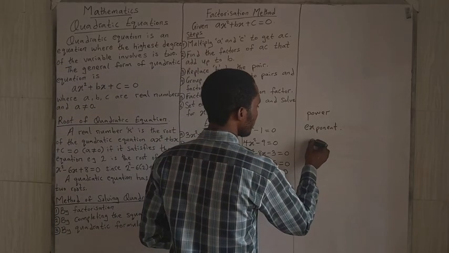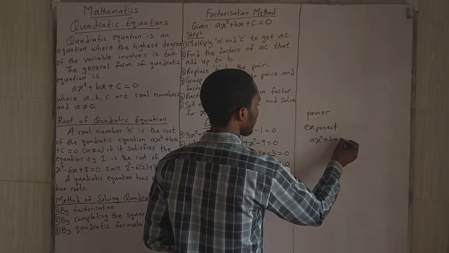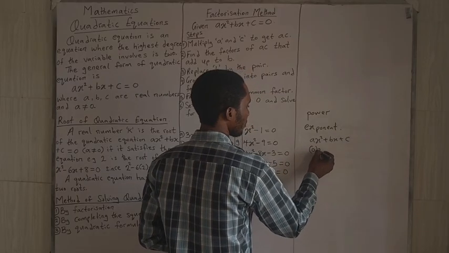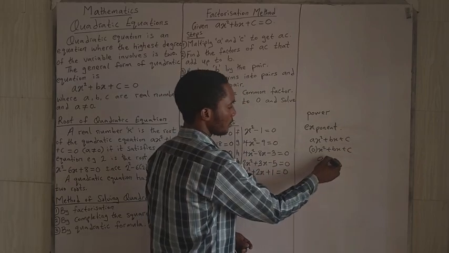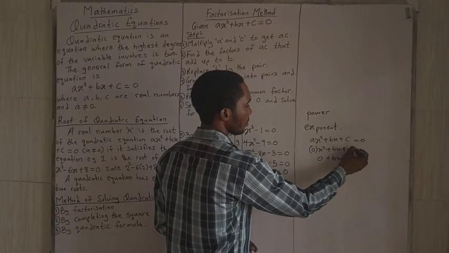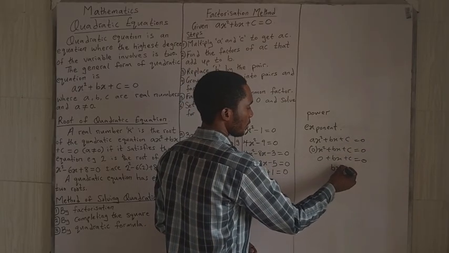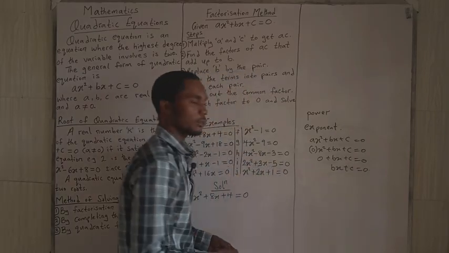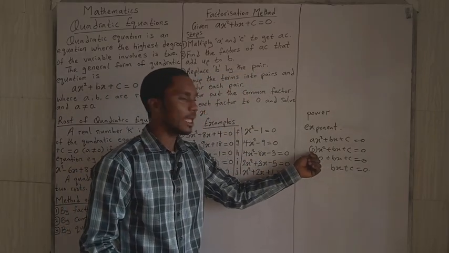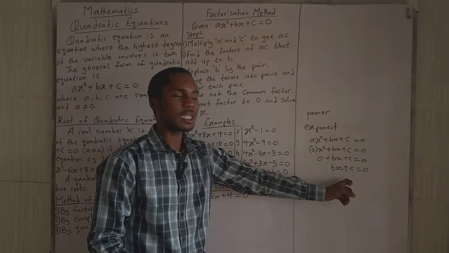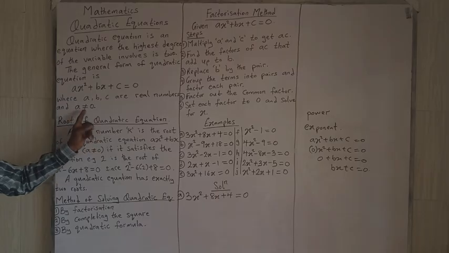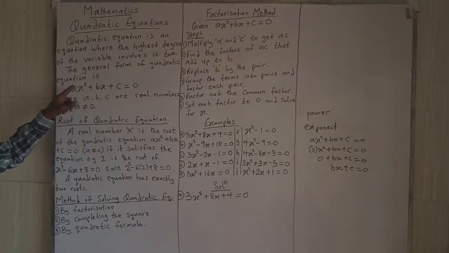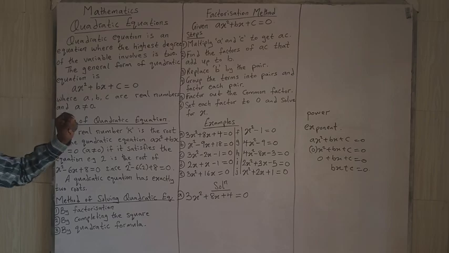We will have 0 multiplied by x squared, that is 0. And this gives us bx plus c equals 0. The result when a is equal to 0 is a linear equation. That means anytime we are defining what a quadratic equation is, we must put the condition a is not equal to 0, because if a is equal to 0, this will no more be a quadratic equation, it will be a linear equation.